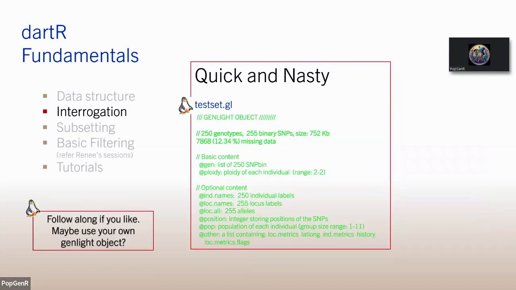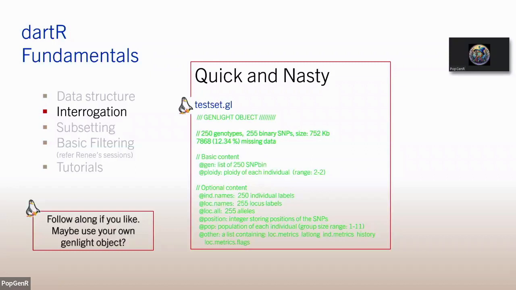Okay, so how do you interrogate these genlight objects? The obvious thing to do is just type the name of it. So if you type GL, and that's your genlight object, it'll give you this information. It'll say how many individuals you've got, that's how many genotypes. It'll say how many SNP loci you've got, in this case 255, and what percentage of the data are missing. In this case it's quite substantial, 12.34. So this is a test set. It's got known warts, and one of the known warts is a high missing value rate.